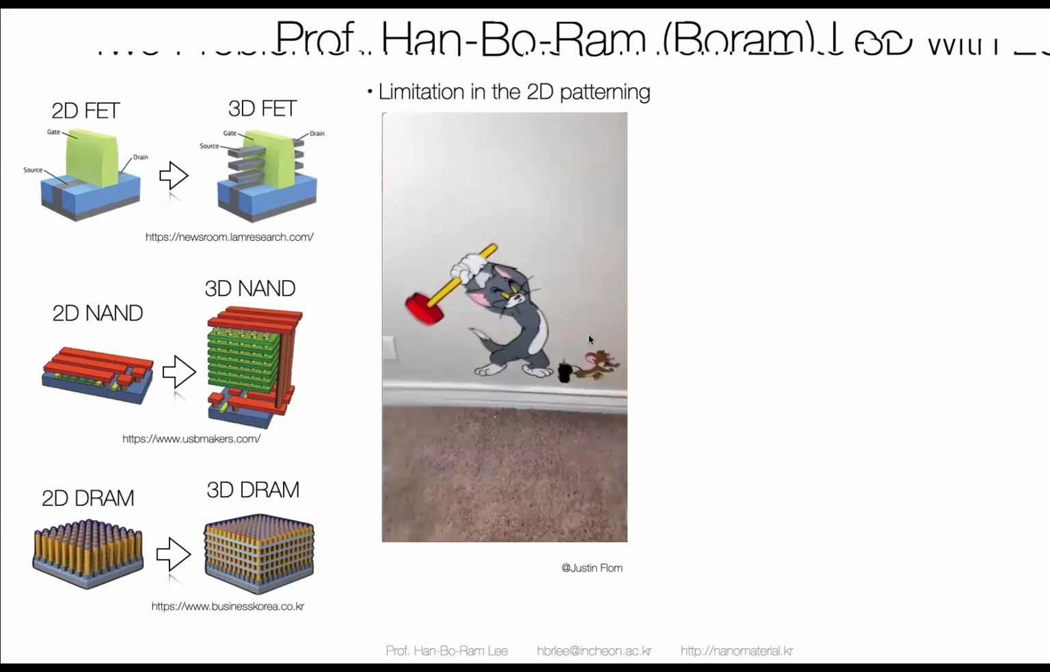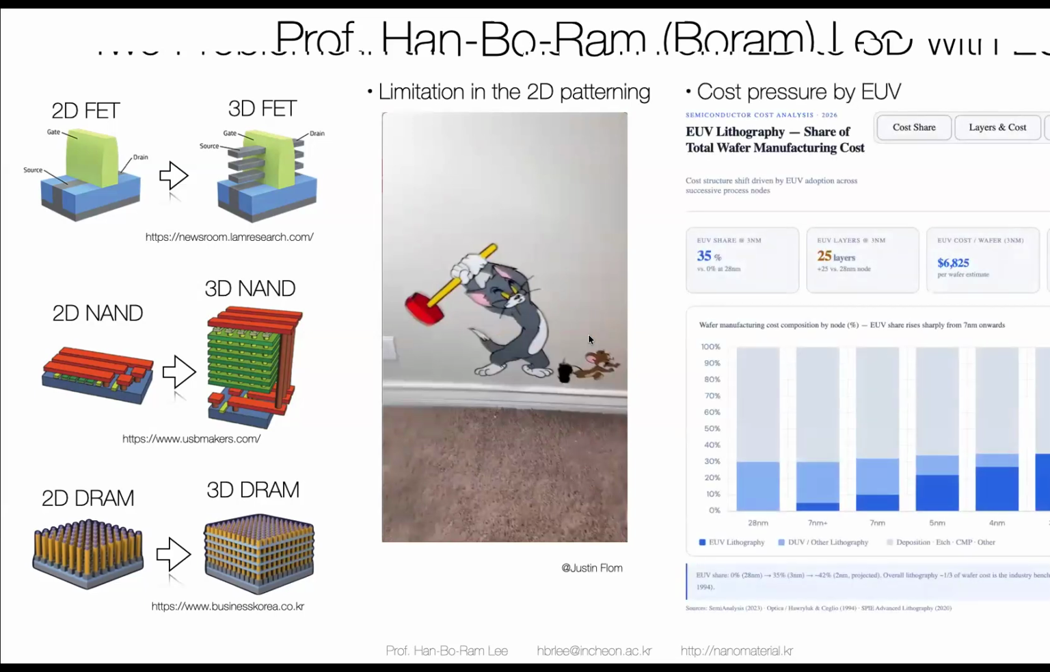And more than that, we have to think about the adoption of EUV. EUV is a very expensive technology. The blue one is the portion of the fabrication cost from EUV only. So we have to think about how we can save fabrication costs by using this ASD technology for silicon device fabrication.